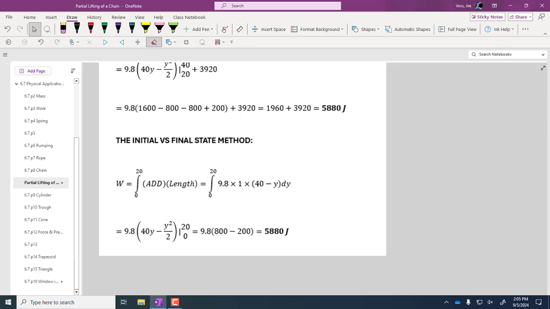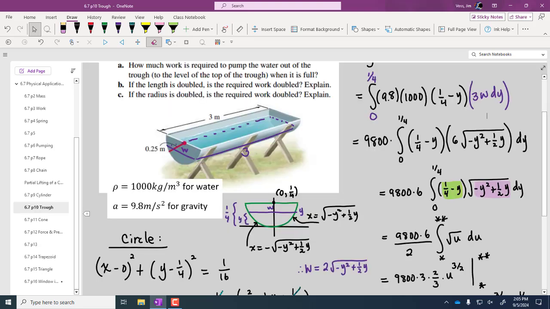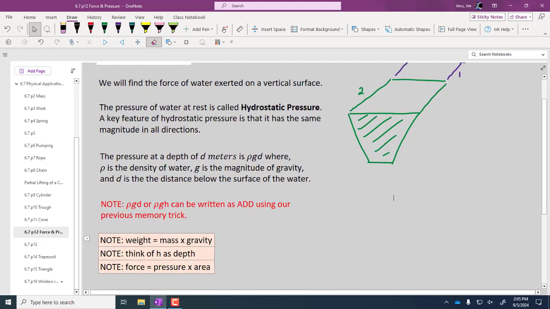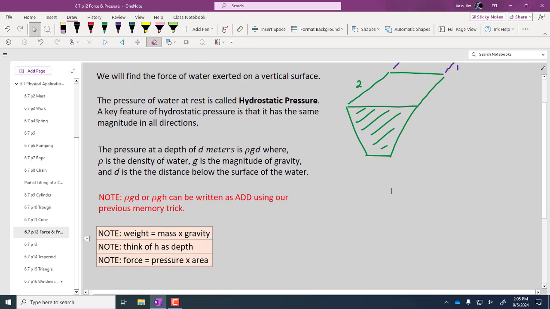And then the trough, of course, with the semicircle is the hardest. Cone and cylinder are much easier. And now we're going to this force on a wall. So hydrostatic pressure. Again, that's what I described already.